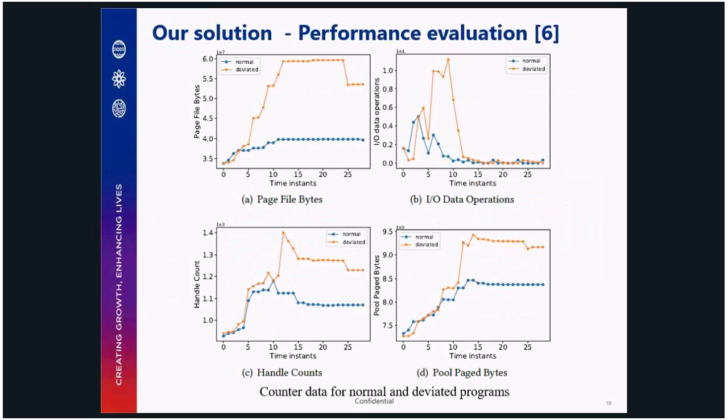And this is also something we have recorded. For a given program, we took Google Chrome and then we tampered with it, and we observed the performance counter data, how the deviations are happening. For certain performance counters the deviations are quite prominent, like page file bytes, IO data, handle count, and page bytes. The deviations after a certain time instant take effect. So this will help us to detect the tampering of programs.